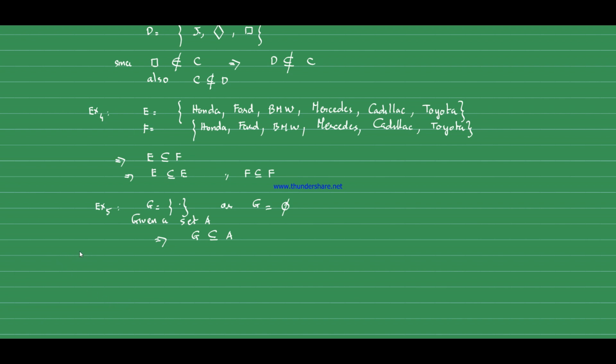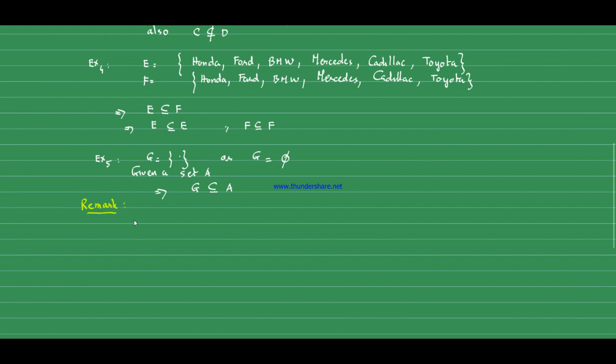So from here, I can write you a first remark. It's a very important remark, so it's just for you to remember. Let me use a different color over here. The first remark I want to mention is that every set is a subset of itself.